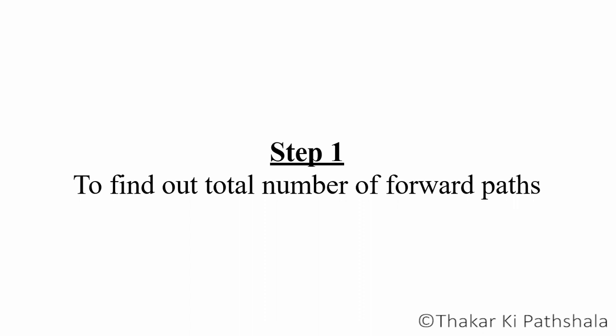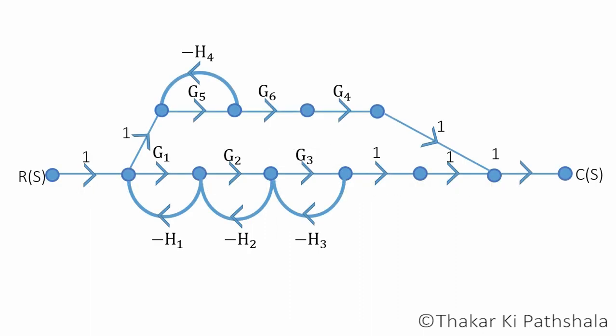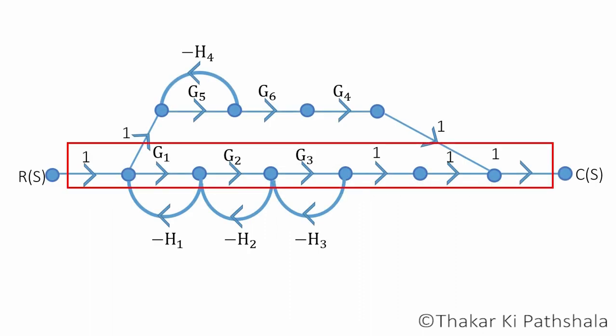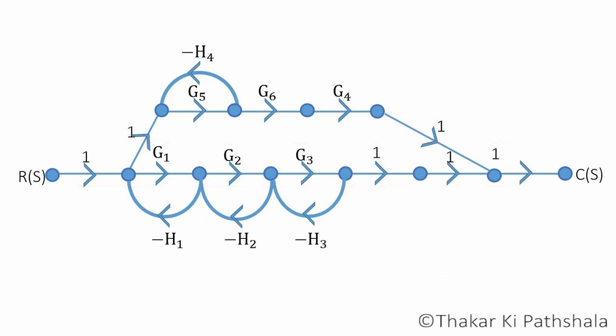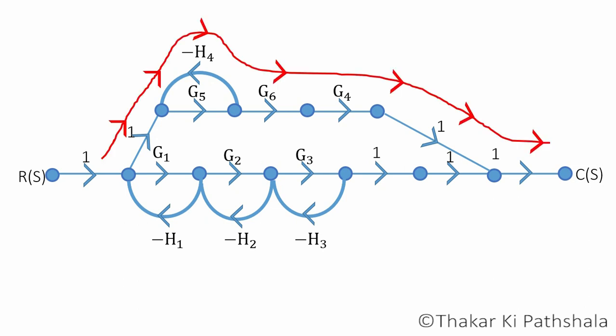First step is to find out the total number of forward paths in the graph. Here, the first forward path is passing from G1, G2 and G3. We will name it as P1. So the gain of the first forward path P1 is multiplication of all the gains which are coming in the path. Second forward path is passing from G5, G6 and G4. We will name it as P2. The gain of the second forward path P2 is multiplication of G5, G6 and G4.